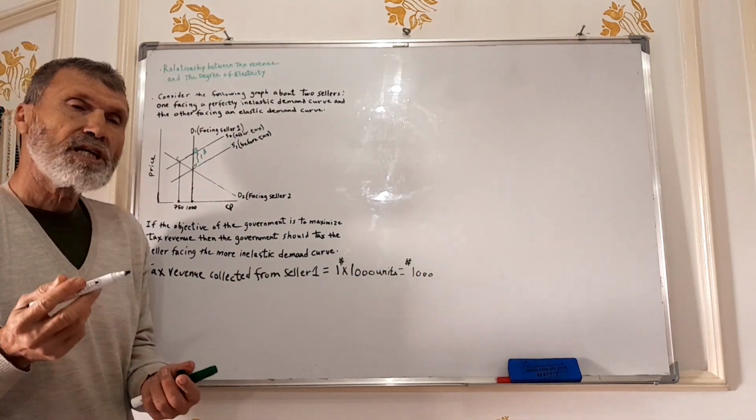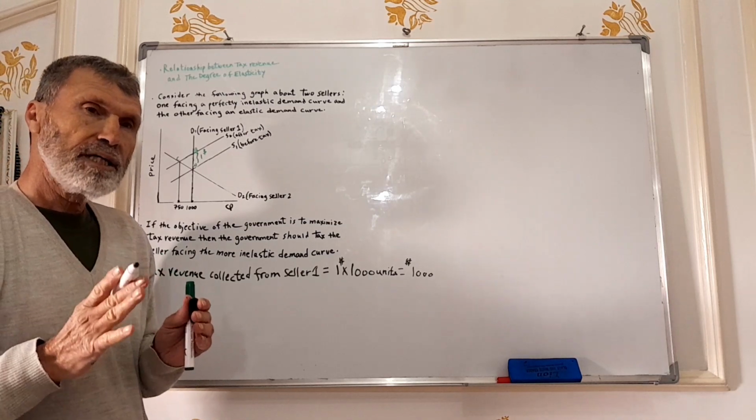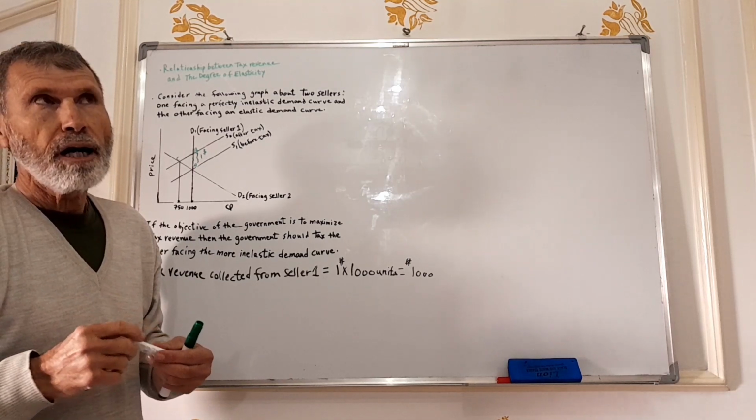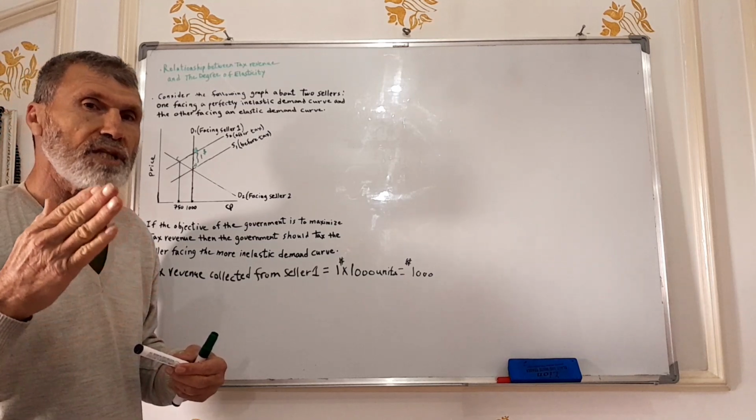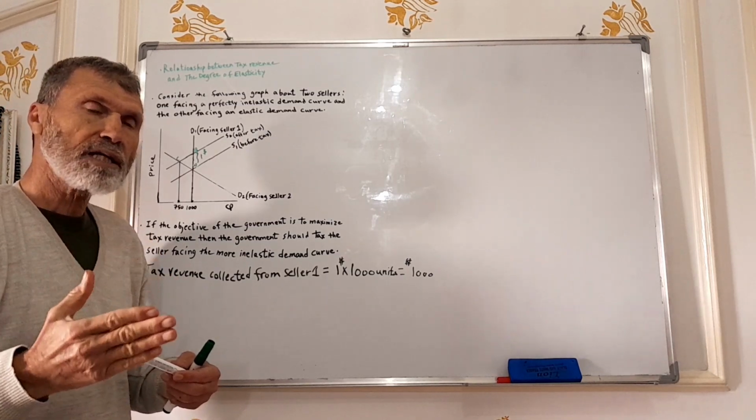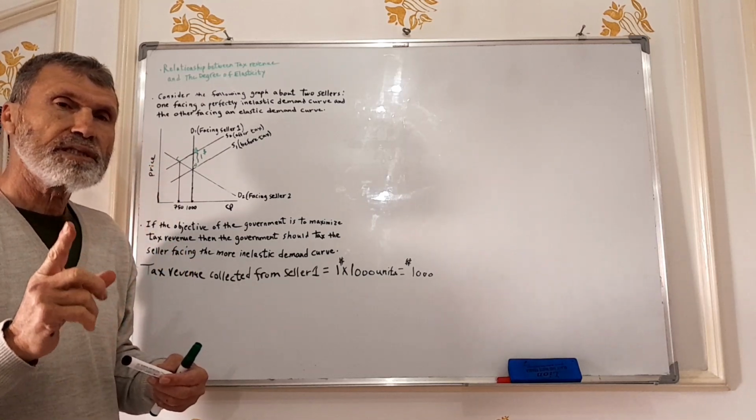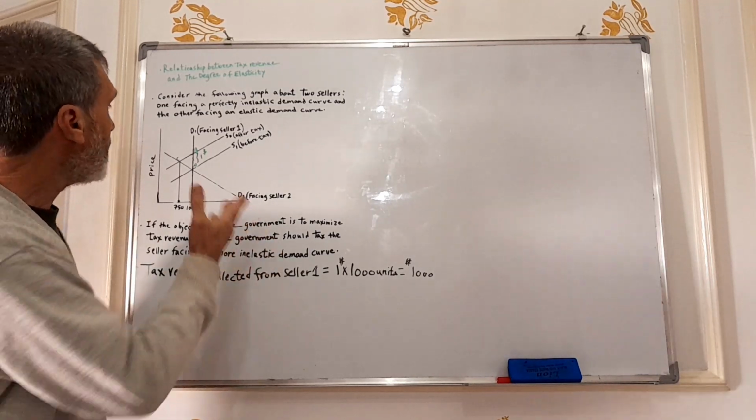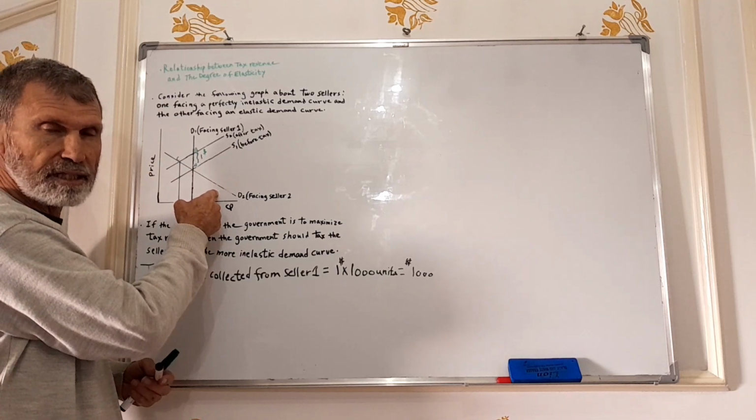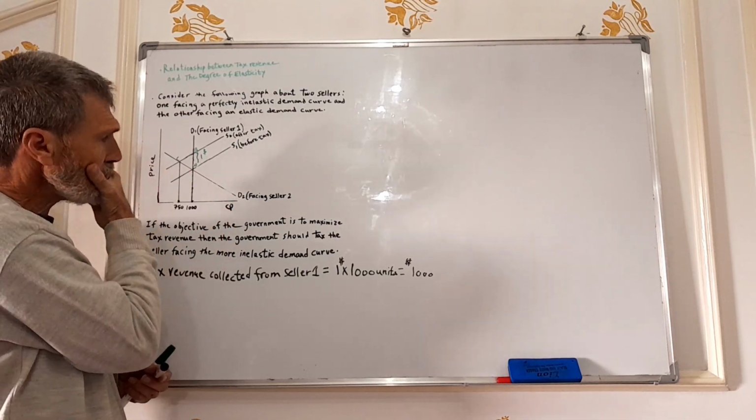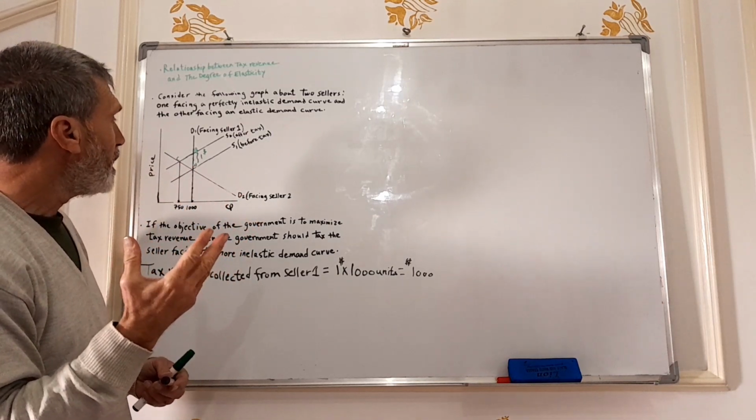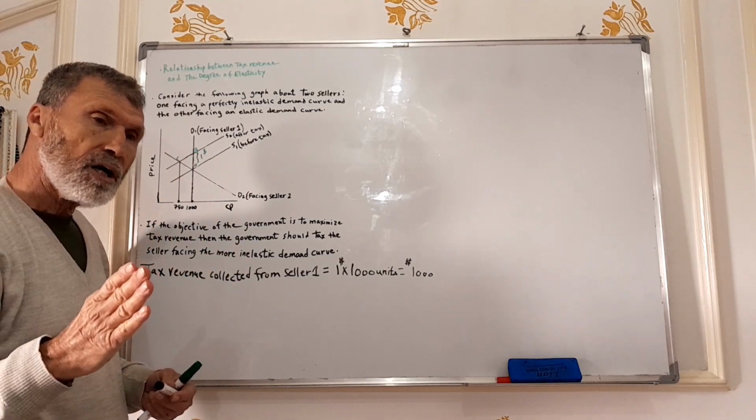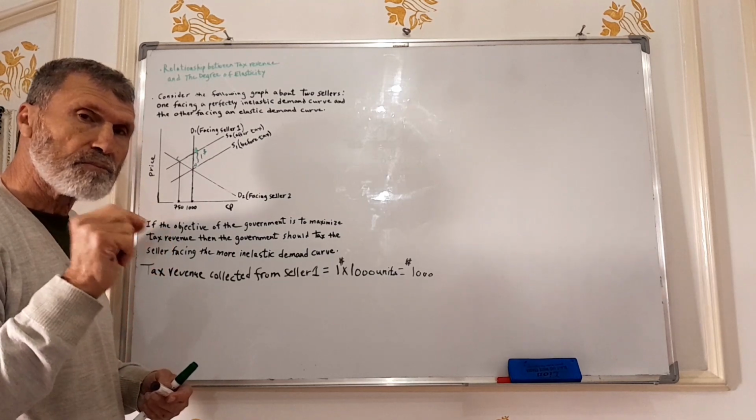Now let's see, if the objective of the government is to maximize its tax revenue, what is the amount of tax revenue that the government can collect from seller two if the government imposes $1 tax on the products sold by seller two. Seller two, as you can see, is not perfectly inelastic. More or less, it is less inelastic.